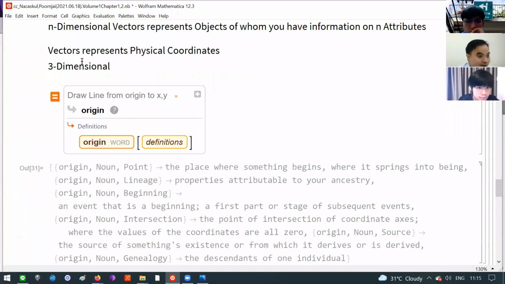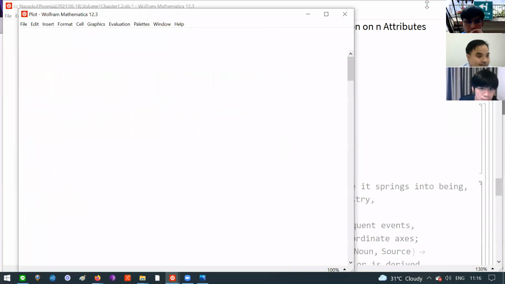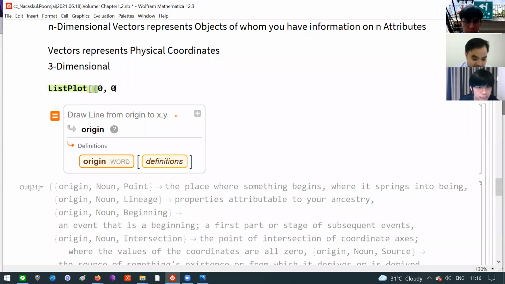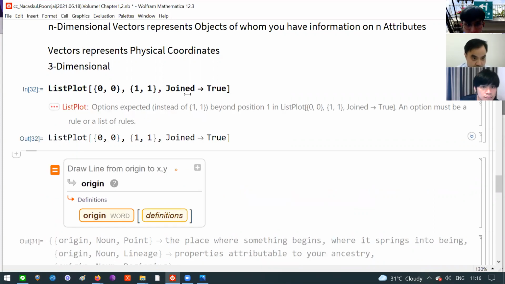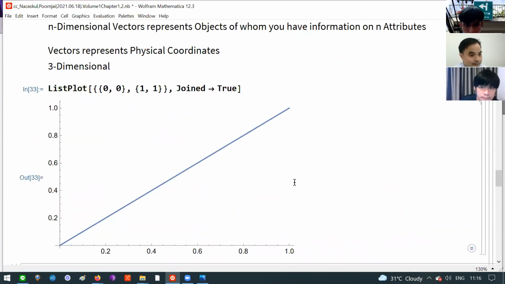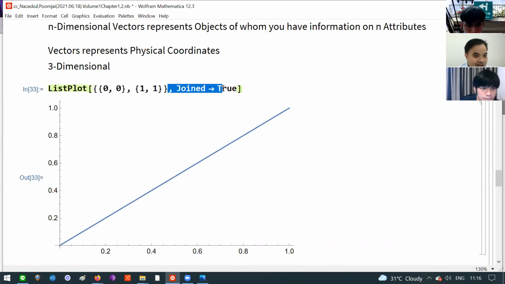So for example, plot. Okay, plot F1. If I want to plot a line, I can actually do this. ListPlot from 0, 0 to 1, 1. Okay. Now, forget if I don't make a join through. Let's take that for a minute.